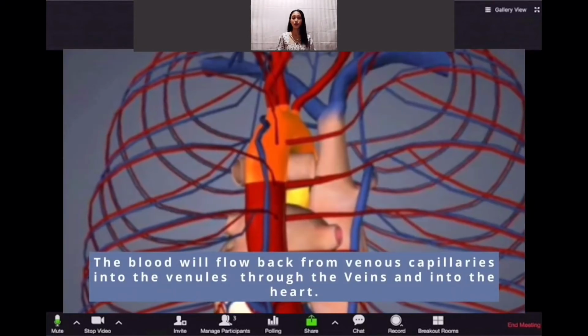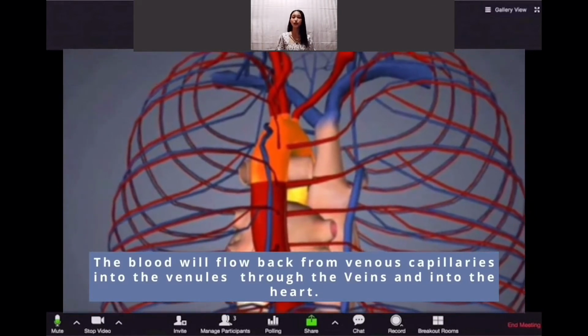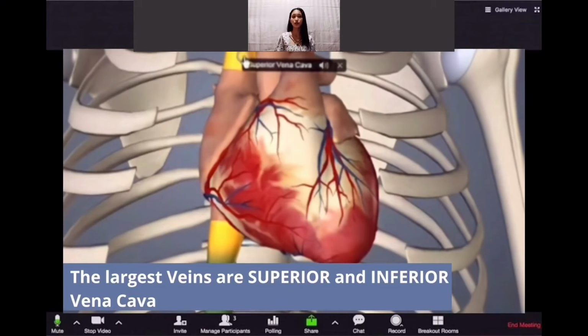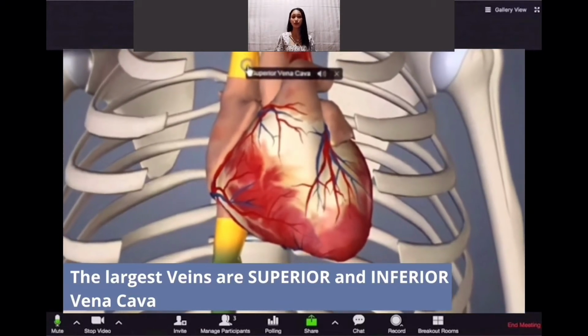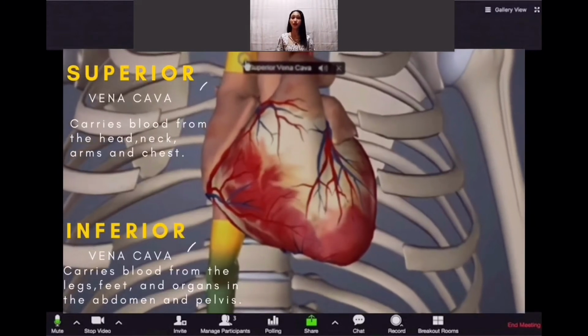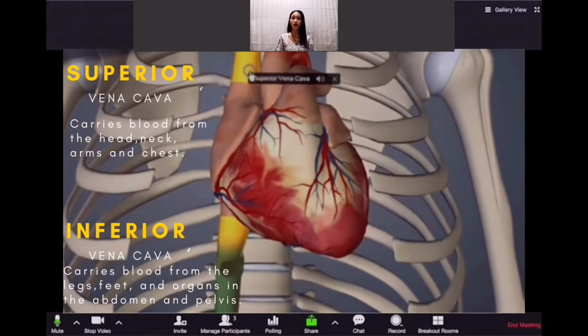Similar to the arteries, only in reverse, the blood will flow back from venous capillaries into the system of veins called the venules. These venules connect to the larger veins, which carry blood back from the body to the heart. The largest veins are known as the superior and inferior vena cava. The superior vena cava carries blood from the neck, head, arms, and chest. The inferior vena cava carries blood from the legs, feet, and organs in the abdomen and pelvis.